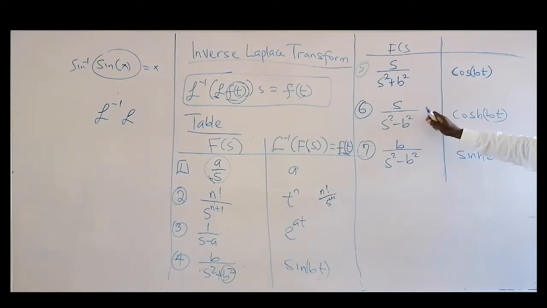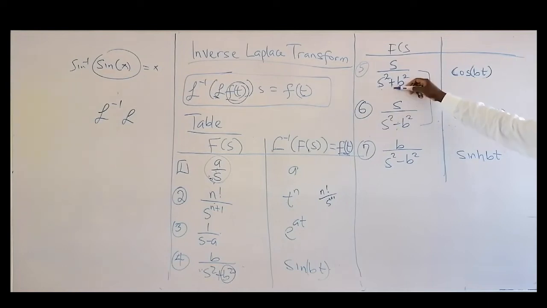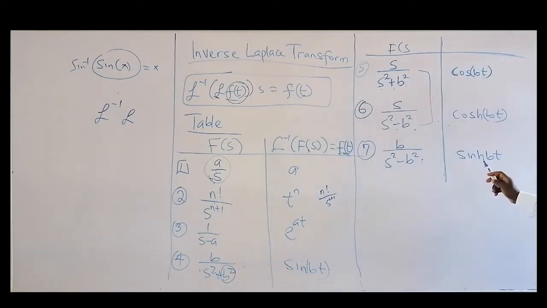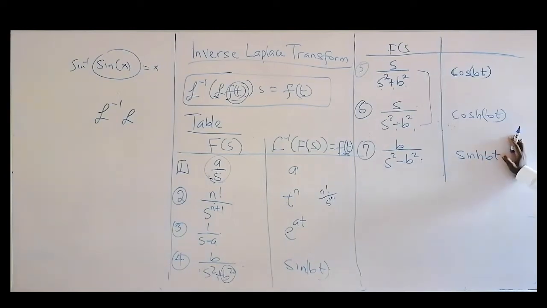Then this one, s over s squared minus b squared. If you check, this and this look alike. It's just that the signs there are opposite to each other. So this will be the hyperbolic function cosh bt, and number 4 also looks alike. It's just that this is minus, this is plus, and that will be the hyperbolic sine, sinh bt. So that's that on this table.